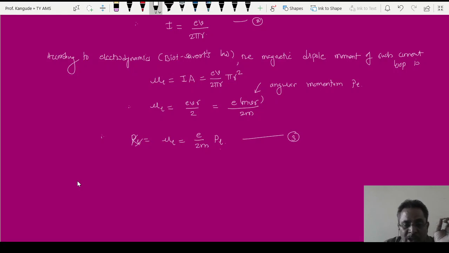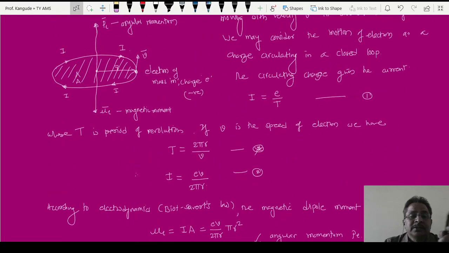So this is the angular momentum, this is the orbital magnetic moment, and this is the orbital angular momentum. This is the charge of the electron, and this is its mass, 2m. Had this particle been of positive charge, the direction of mu L and the direction of P L would have been the same, because everything would be positive here. Since the electron has negative charge, the direction of mu L and the direction of P L are opposite.